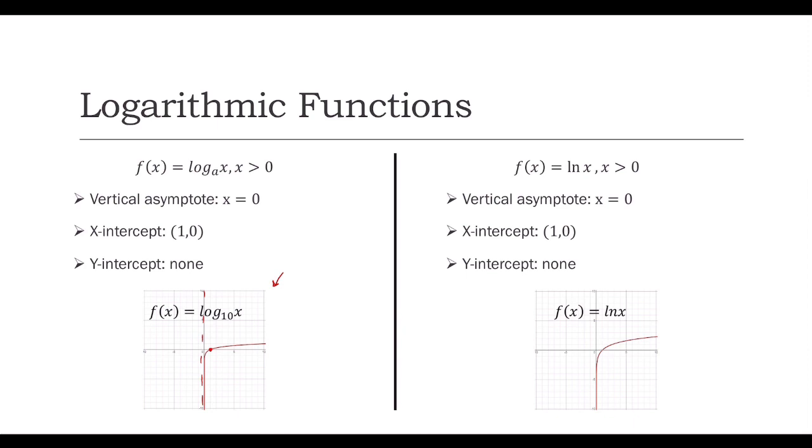Our next logarithmic function is your natural log function. So f of x equals ln of x, where x is greater than 0. You still have your vertical asymptote at x equals 0, and your x-intercept at (1, 0), and no y-intercept.